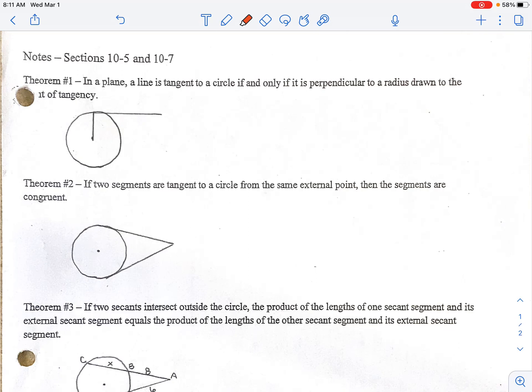So in theorem 1, it says, in a plane, a line is tangent to a circle if and only if it is perpendicular to the radius drawn at the point of tangency. Here's what this means. A tangent line, if you recall, is when it touches the circle once, but never goes through the circle. If you notice, it is touching our radius here, and in doing so, it's creating this right angle. Okay, what needs to be perpendicular.